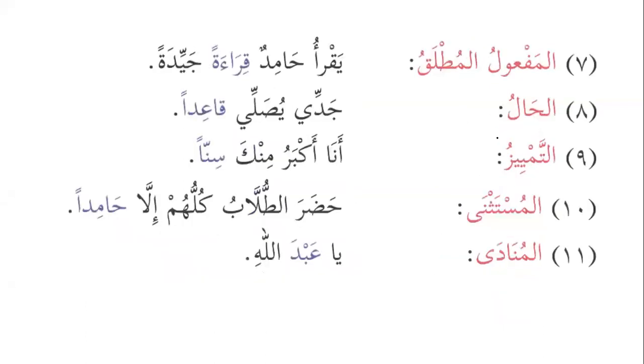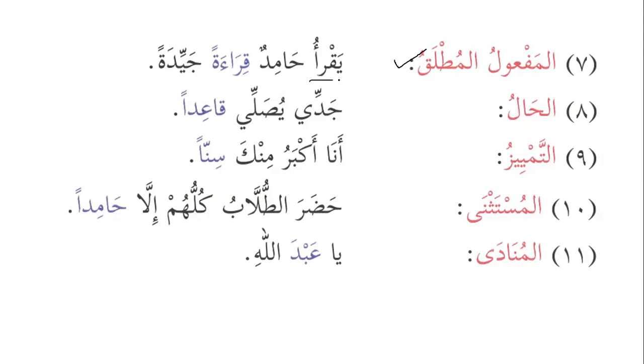Then we have al-maf'ulu al-mutlaqu. This one we have already taken. It is the most commonly used in the Quran, the absolute object. Yaqra'u Hamidun qira'atan jayyidatan. Hamid reads as it deserves to be read. To do something as it deserves to be done. And what do you know about maf'ul mutlaq? It is basically the masdar of the verb.